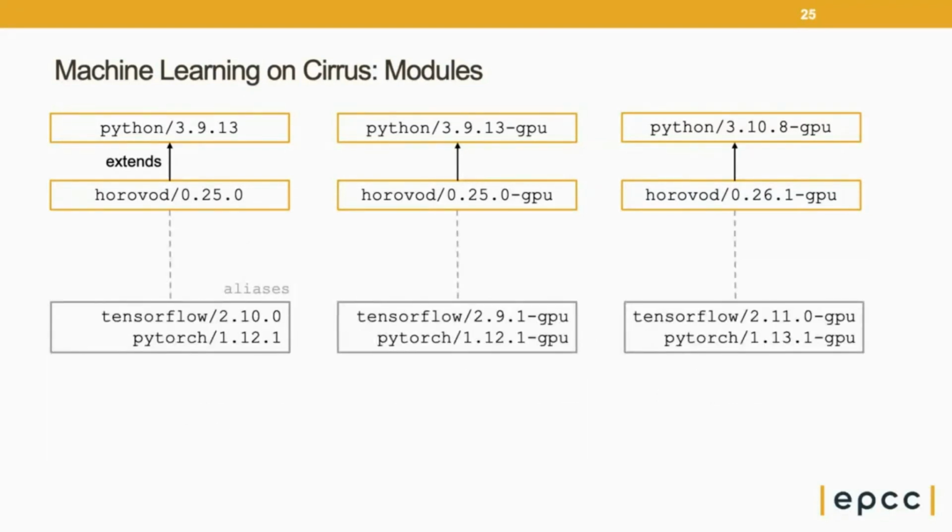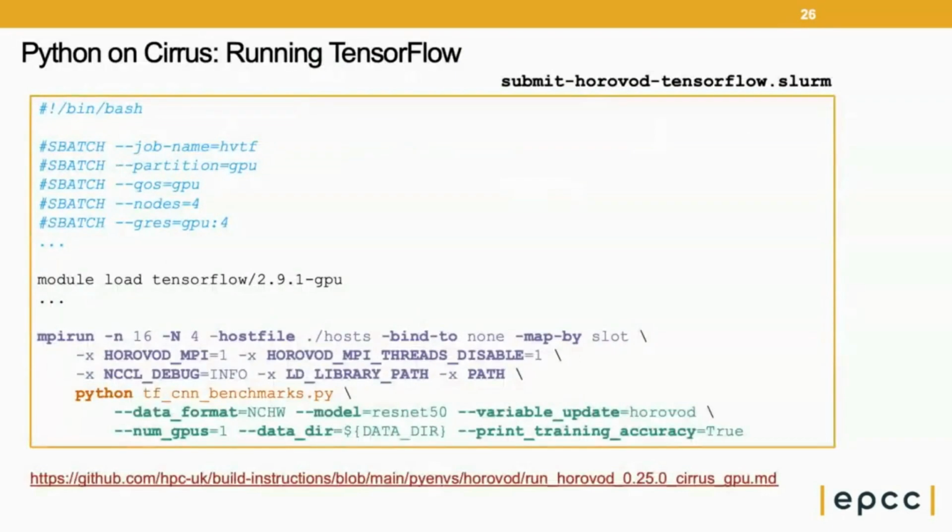And then, just to make it slightly more convenient for users, I provide module aliases. So I would have a TensorFlow 2.11.0-gpu module, which actually is just the Horovod one. But if you want to run TensorFlow and make things clear in your submission script, you can load a TensorFlow module, or a PyTorch one if you prefer.